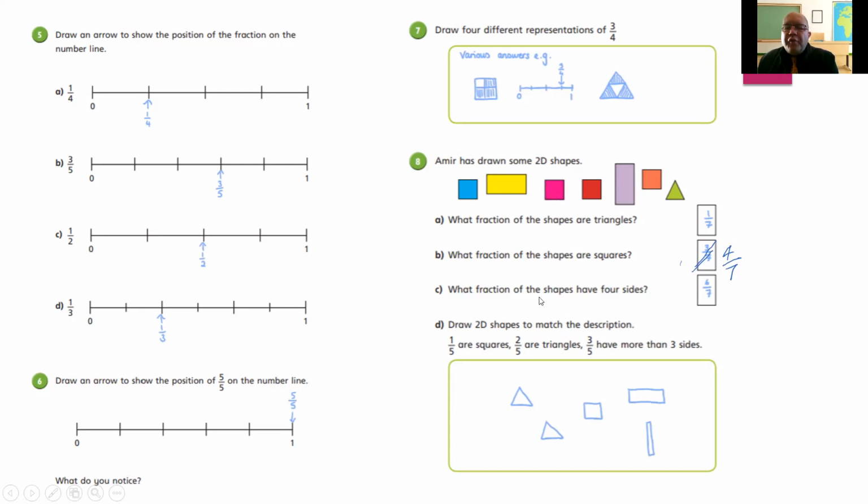What fraction have 4 sides? Well, the squares and the rectangles. So 1, 2, 3, 4, 5, 6 of them have 4 sides. So it's 6 out of 7.